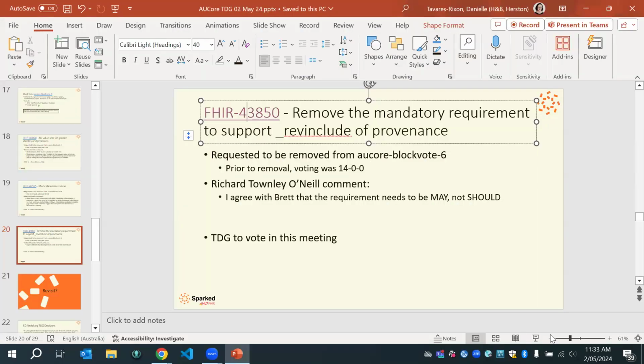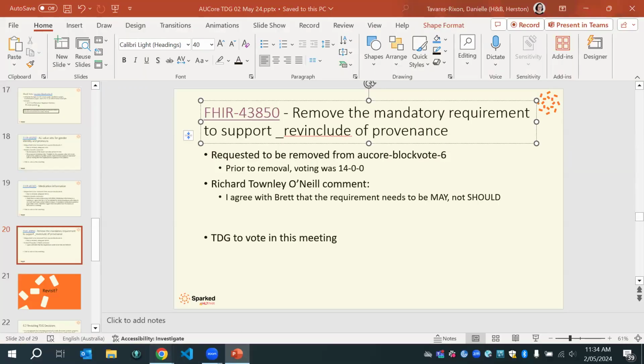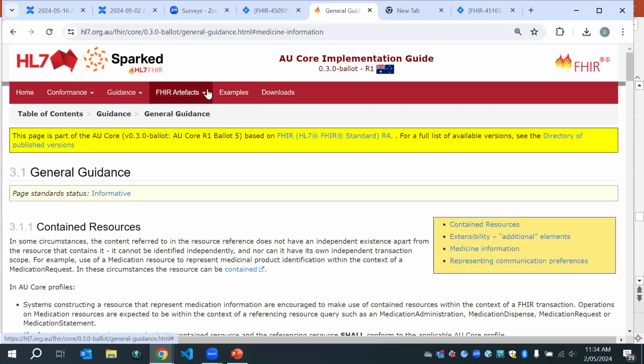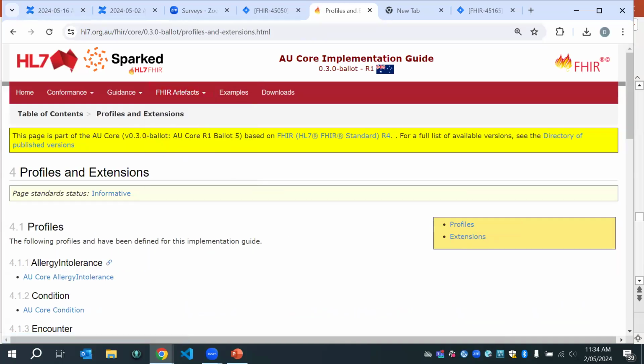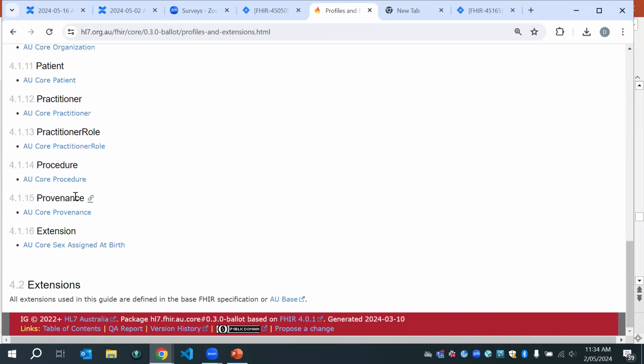Richard, did you want to talk to your points? I went looking for that profile of provenance and I didn't find it. So I thought that it should actually be removed. But given there is a profile of provenance, which I failed to find when I was looking, I'm happy to withdraw my issue. So it was all due to poor navigation on my part. Okay.